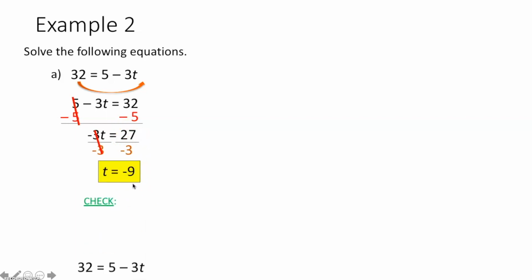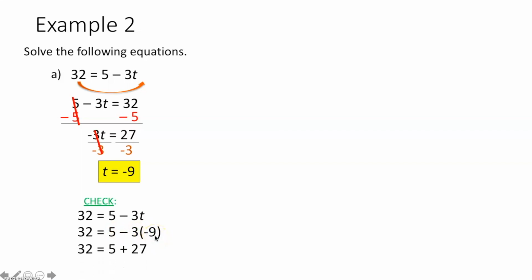Again, check your answer. Take negative 9, plug it back into the original equation for t. So instead of t, I'm going to put parentheses around negative 9. Now I'm going to simplify this and see if I get 32. So we start with our order of operations. Parentheses, nothing to do in here. Exponents, no. Multiplication or division, yes, we need to multiply first. Okay, do not subtract these first. It's order of operations, so we multiply first. What is negative 3 times negative 9? That's going to be positive 27. And now what is 5 plus 27? 32. Boom, got the right answer.